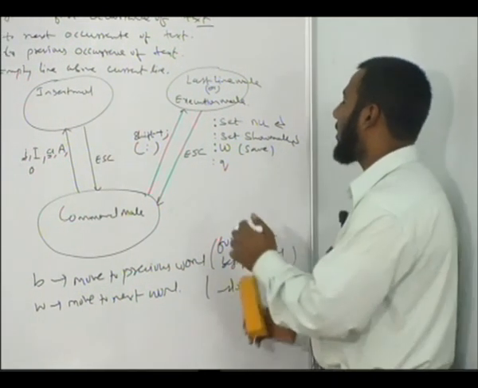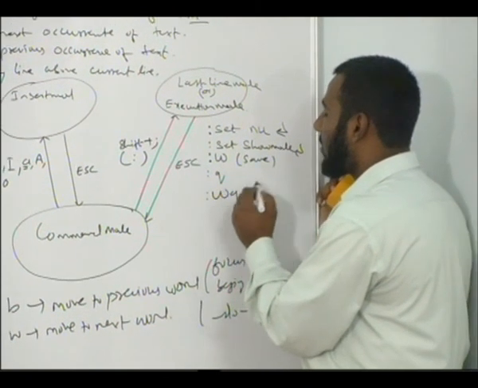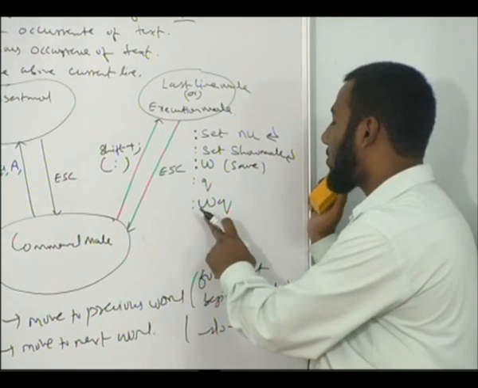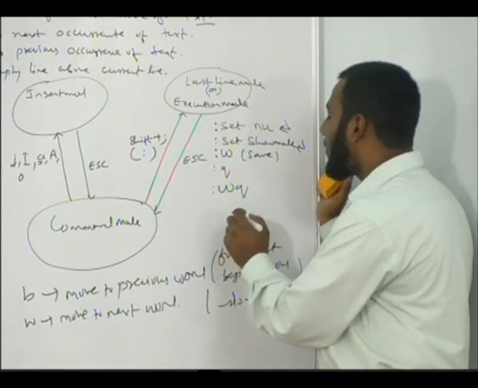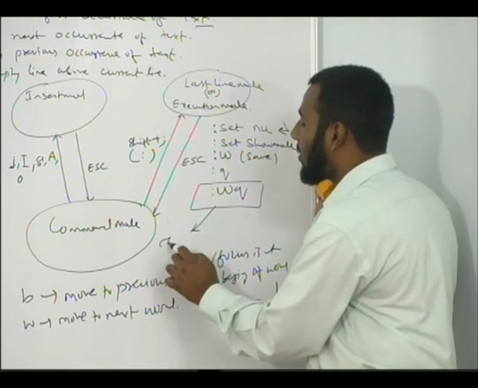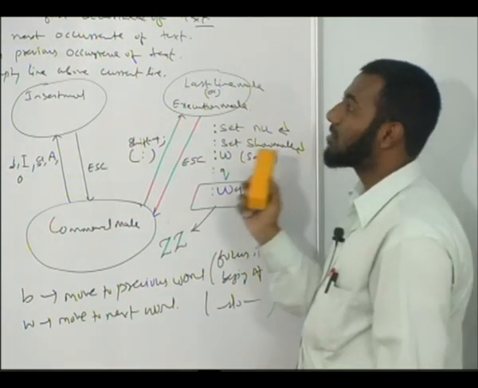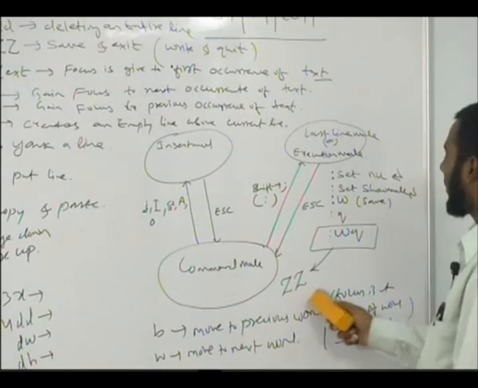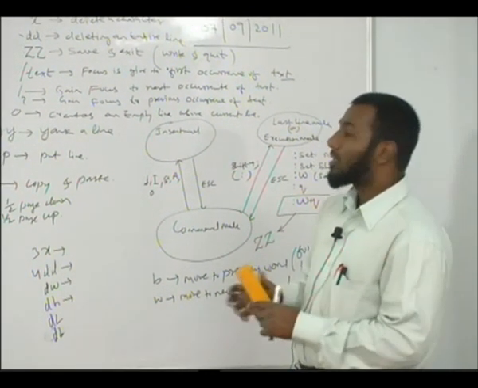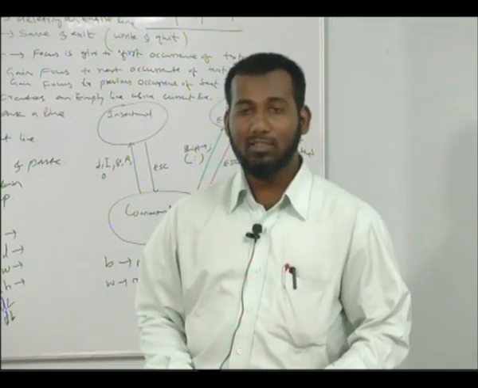So in fact, it is WQ. You can also give two commands together in an execution mode. It will first write and quit from the editor. It means that this command does the same work which is done by ZZ of your command mode, which is also saving your work and exiting. So this is the summary of what we have covered. In the next class, we'll see a few more commands, and then we'll start other topics.